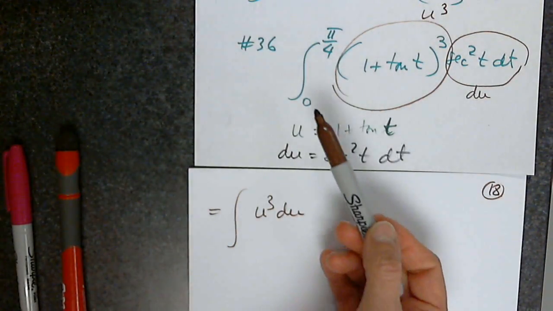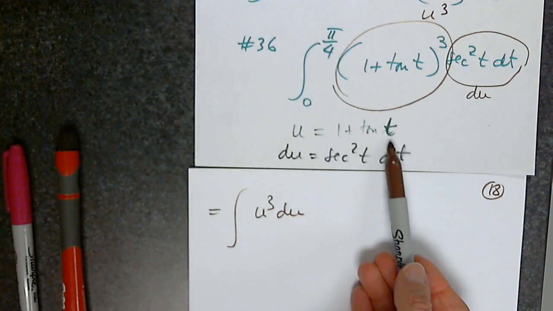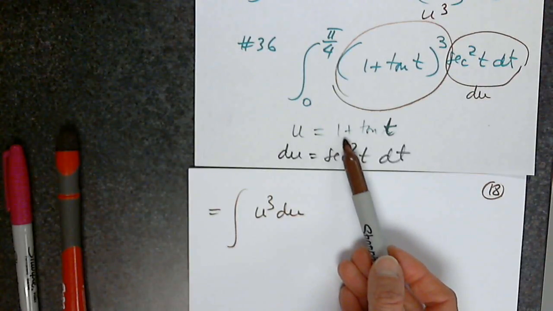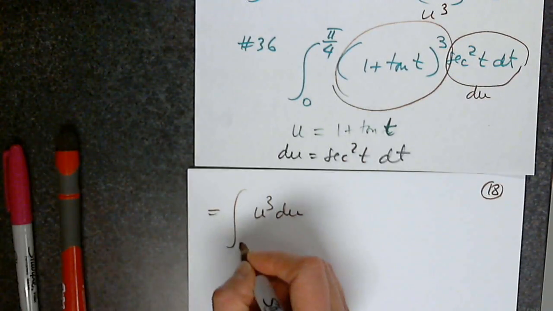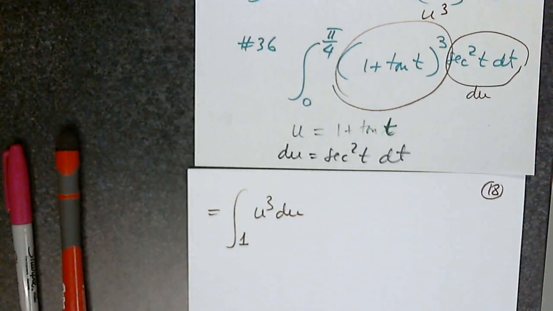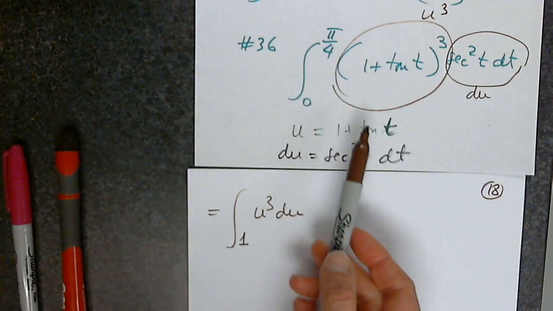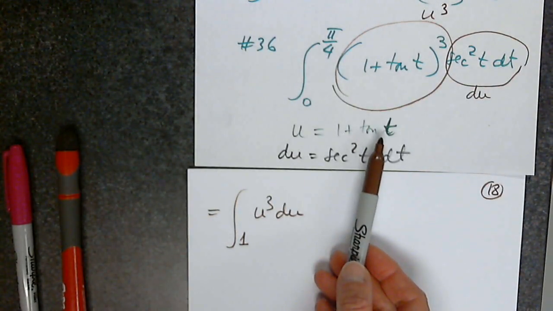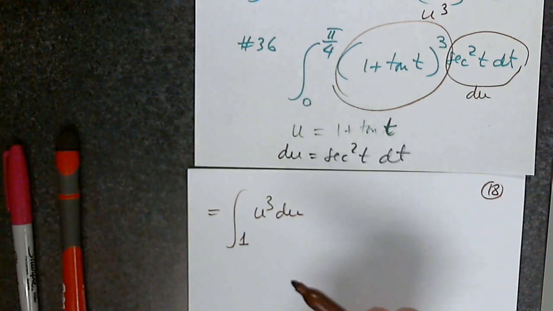So when t is 0, how much is tangent t? 0. 0 plus 1, 1. When t is pi over 4, tangent pi over 4 is 1. 1 plus 1, 2.